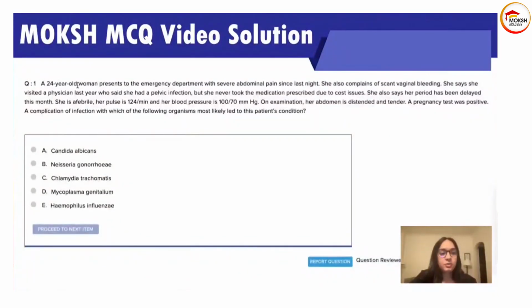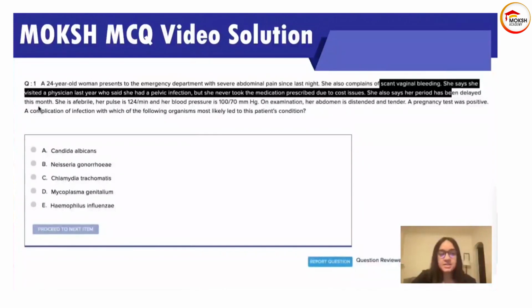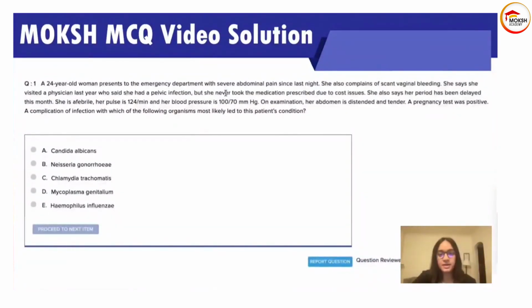A 24-year-old woman presents to the emergency department with severe abdominal pain since last night. She also complains of scant vaginal bleeding. She says she visited a physician last year who said she had a pelvic infection, but she never took the medication prescribed due to cost issues.